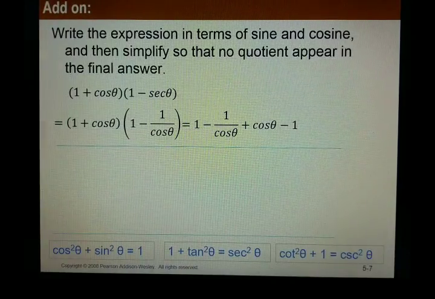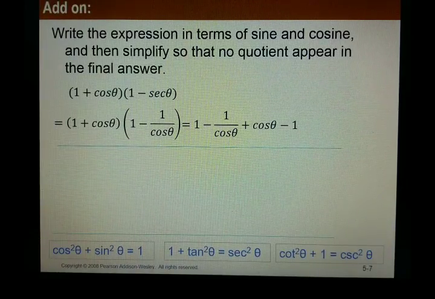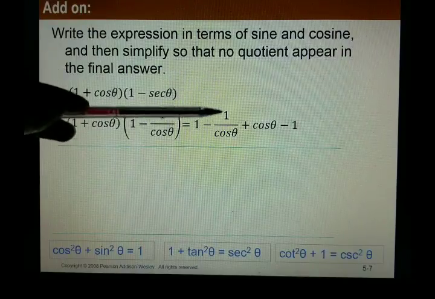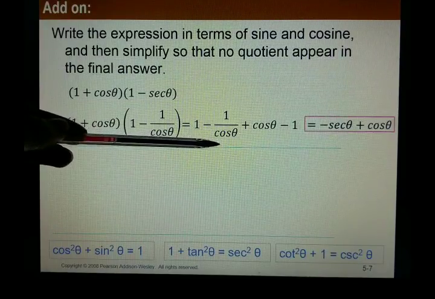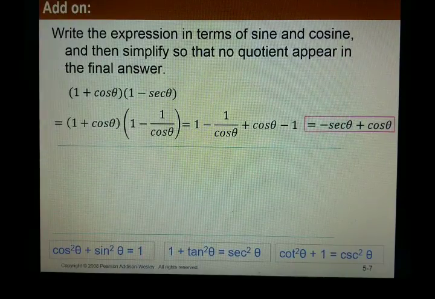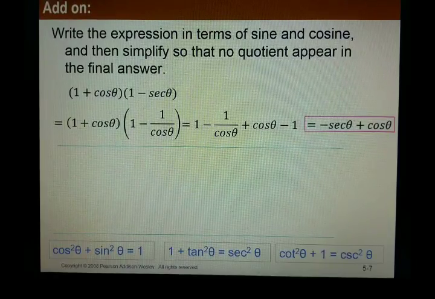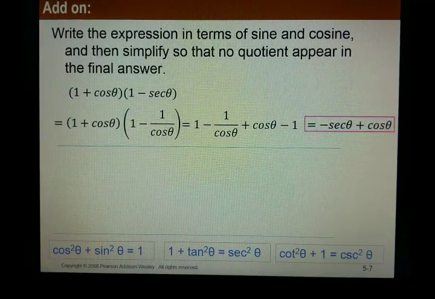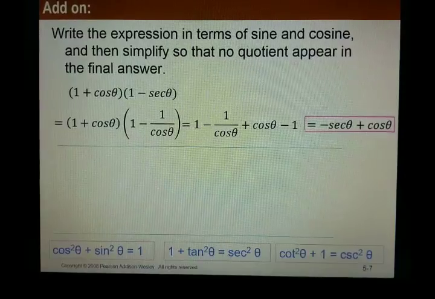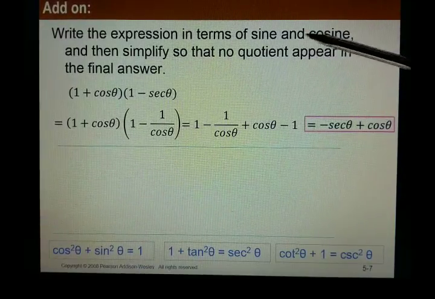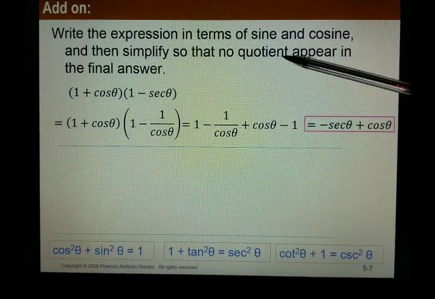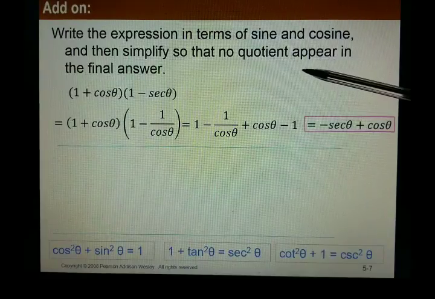I'm supposed to write my answer with no quotients, that means no fractions. Well, 1 over cosine is equivalent to the secant of theta, so therefore that would be negative secant theta plus cosine theta. And again, looking back at my directions, I started off with write it in terms of sine or cosine. I did. Simplify so that there's no quotients. That means there's no fractions in the problem.